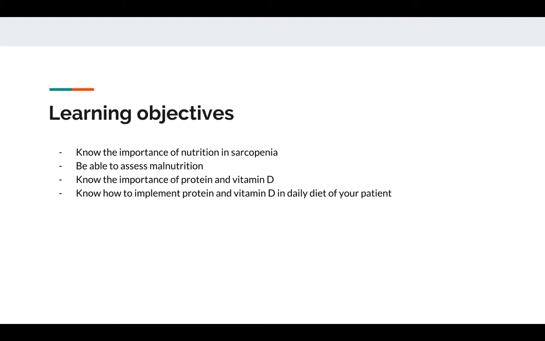Learning objectives of this module are: know the importance of nutrition in sarcopenia, be able to assess malnutrition, know the importance of protein and vitamin D, and know how to implement protein and vitamin D in the daily diet of your patient.